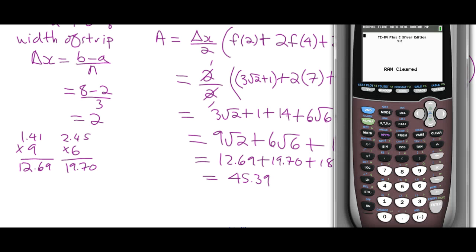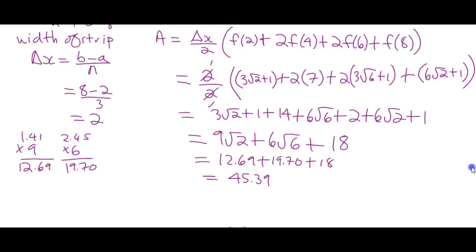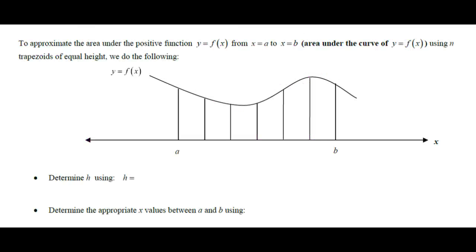Okay, what did we have? 9 root 2. Okay, I gotta clear that. So 9 root 2 plus 6 root 6. Okay, so closer, 45.42. Whatever, right? What's 6 multiplied by 2? All right. I mean, I was close. It was off by 0.03, the rounded value from the calculated value.